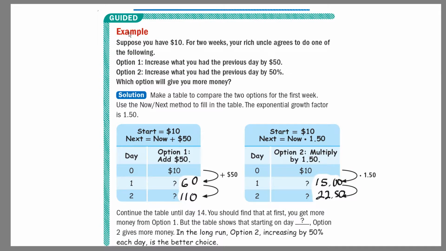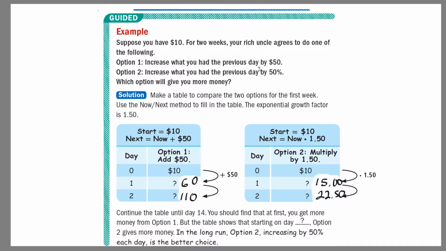It says, suppose you have $10 for 2 weeks. Your rich uncle agrees to do one of the following. Option 1, increase what you had the previous day by $50. Option 2, increase what you had the previous day by 50%. Which option will give you more money?